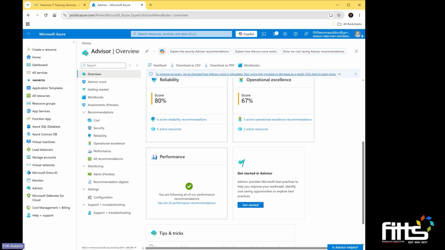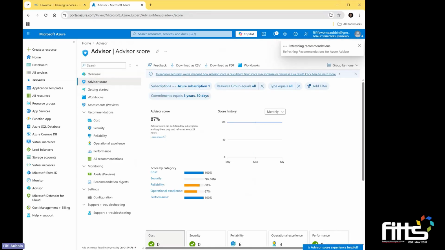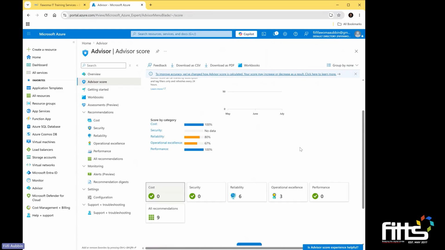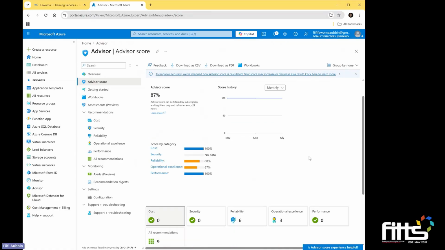And one feature you will also notice is the advisor score. I'll need you to think of this as your Azure report card. It summarizes how well your Azure environment follows Microsoft's best practices across all recommendation categories. So the closer your score to 100%, the more recommendations you've already implemented. However, you don't need to worry if your score isn't perfect. Azure Advisor exists to help you improve over time.